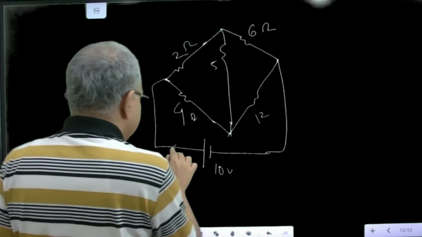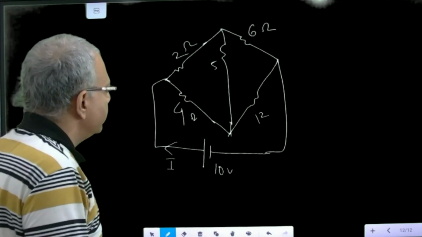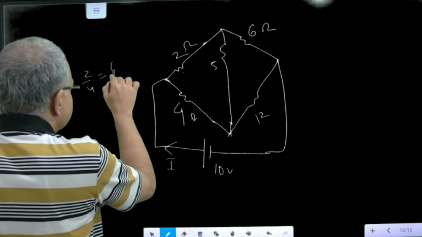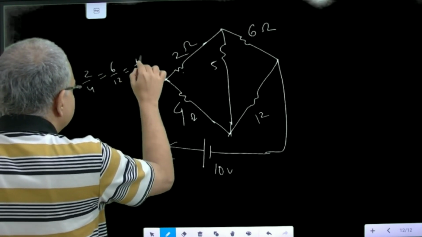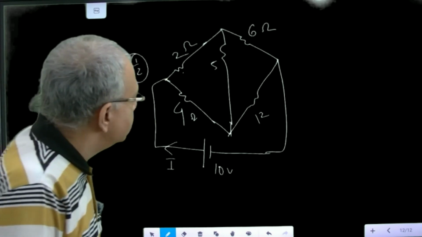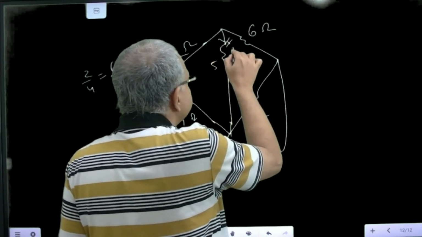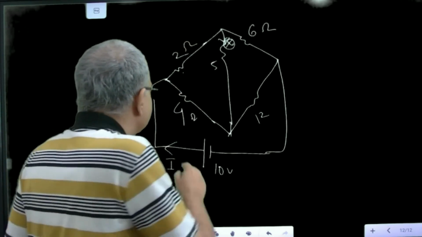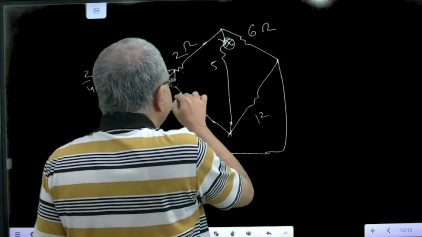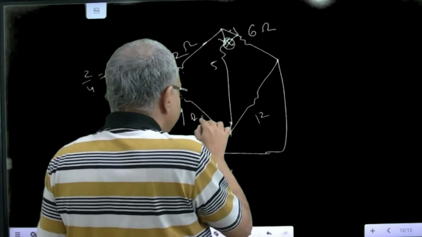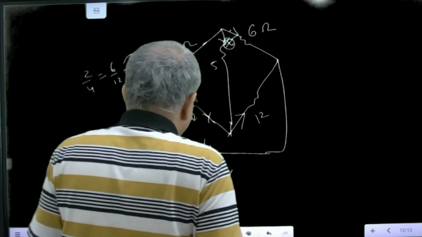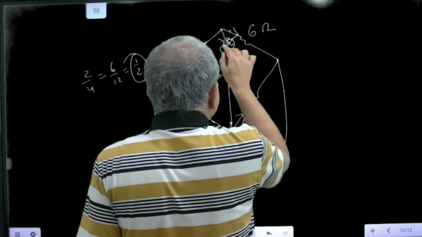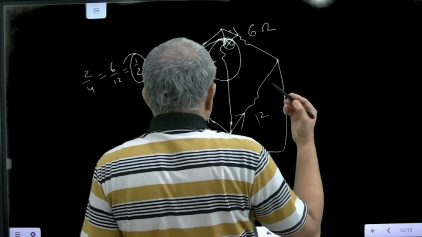What is the current? Now see, you can see this one and this one: 2 by 4 equals 6 by 12, equal to half. Both are the same. Naturally, there will be no current flowing. No current. So we can simply omit this part, because we can eliminate it.